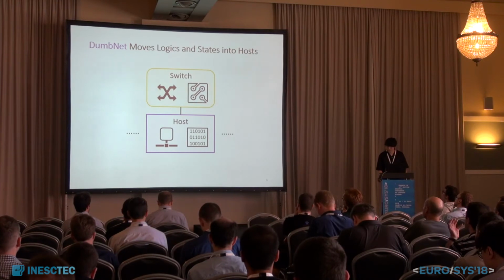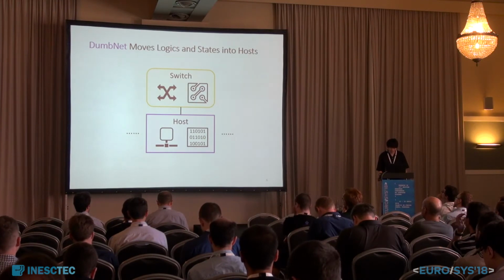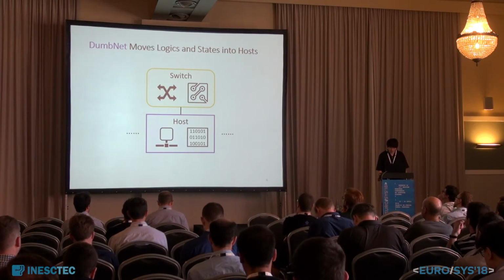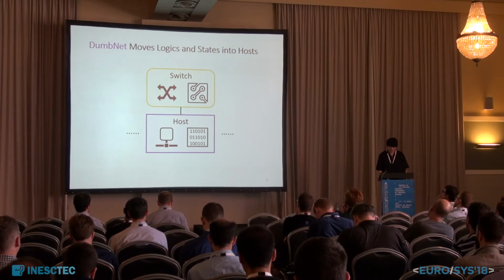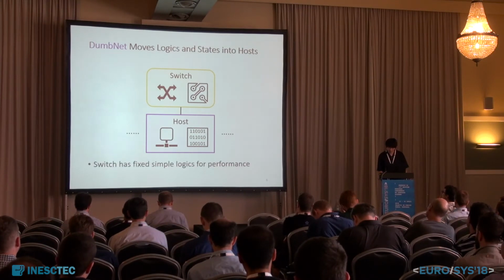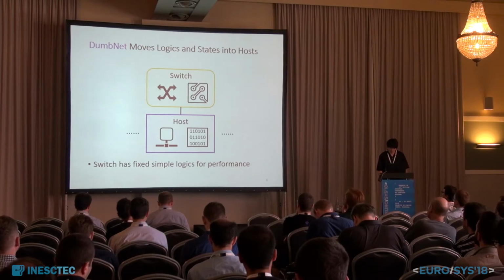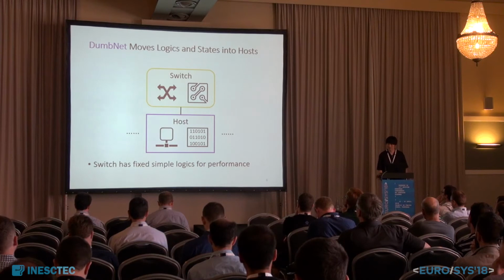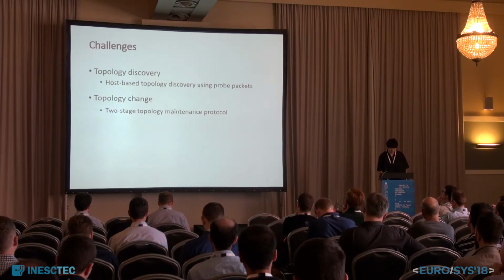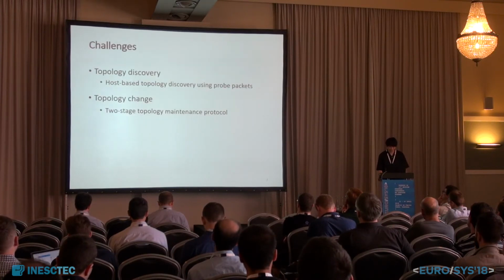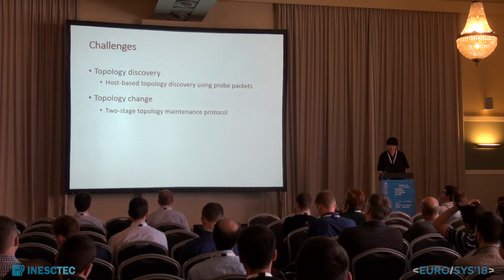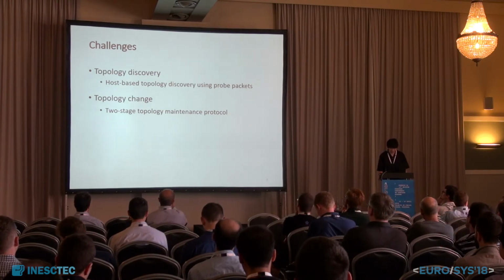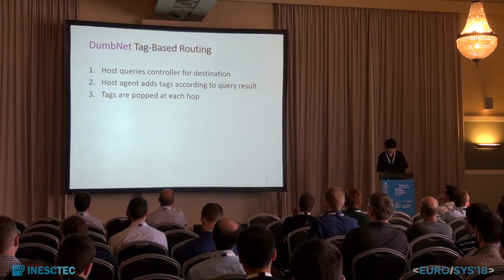Facing those problems, we devised DumbNet. In DumbNet, we move logic and states into hosts. And in the switch, besides switching logic, there is a very, very simple fixed logic for performance. The challenges include topology discovery and topology change. Let's see DumbNet.